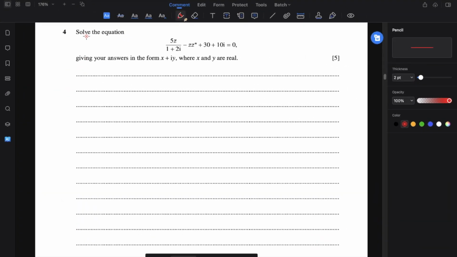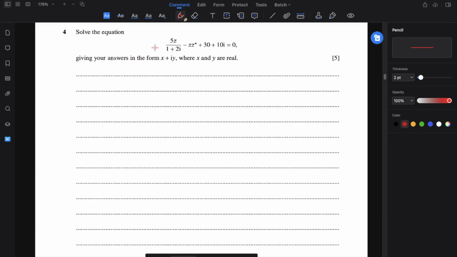Question 4. Solve the equation 5z upon 1 plus 2i minus z into z conjugate plus 30 plus 10i is equal to 0, giving your answers in the form x plus iy where x and y are real. So we have an equation where we have z, our complex number, and we have to give our answer in the form x plus iy where x and y are real.